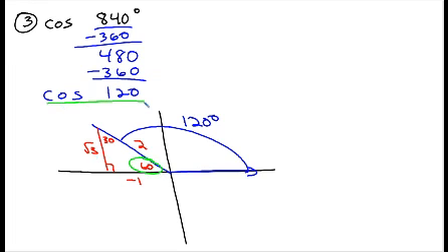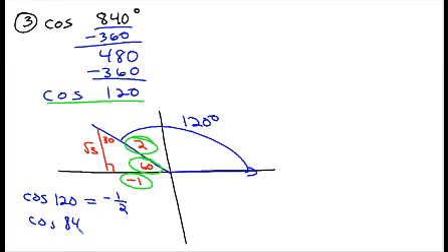So from that 60-degree angle, adjacent over hypotenuse is negative 1 over 2. So the cosine of 120 is negative 1 over 2, which is also, as we showed, the cosine of 840.